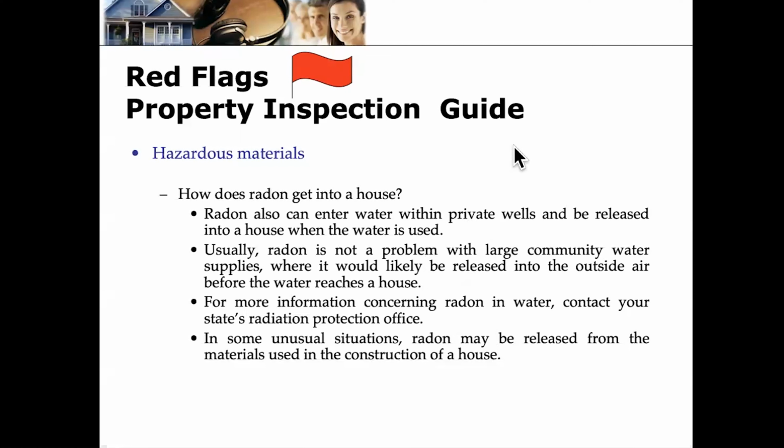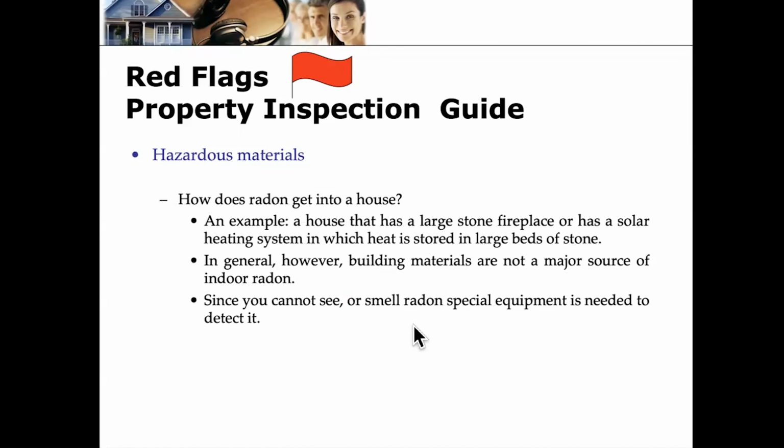In some unusual cases, radon can be released from material used in the construction of the house. We already went through several things, materials that had products such as asbestos. So some products could even release radon. For example, a house that has a large stone fireplace or has a solar heating system where the heat's stored in large beds of stone. In general, building materials are not a major source of indoor radon.